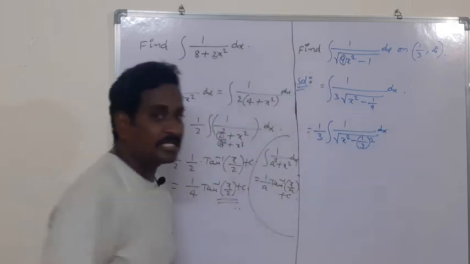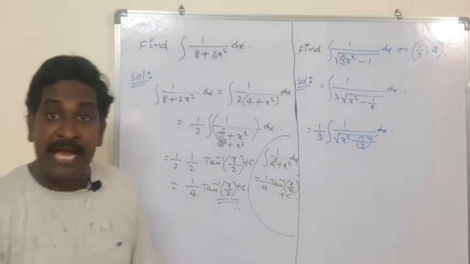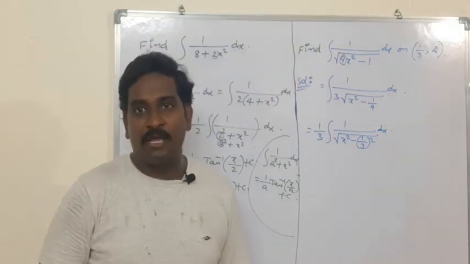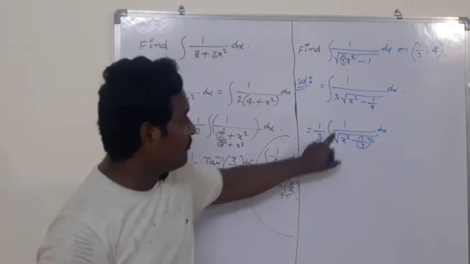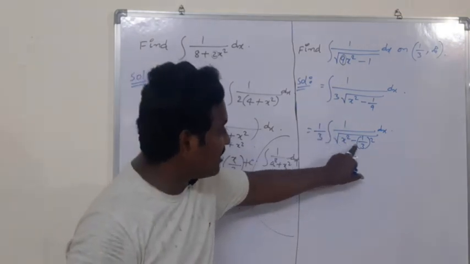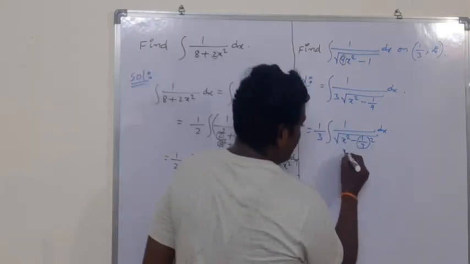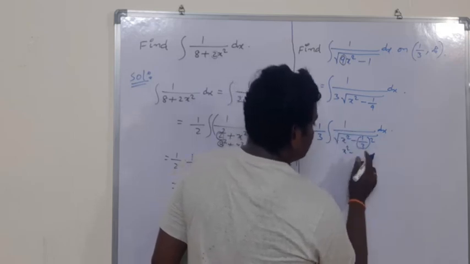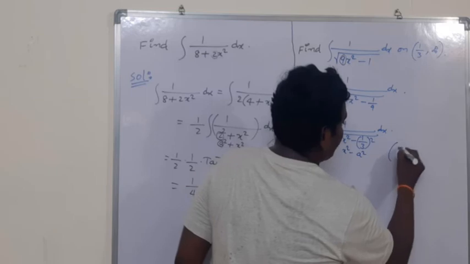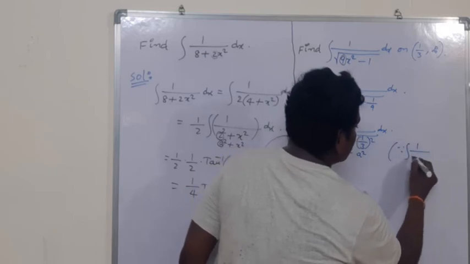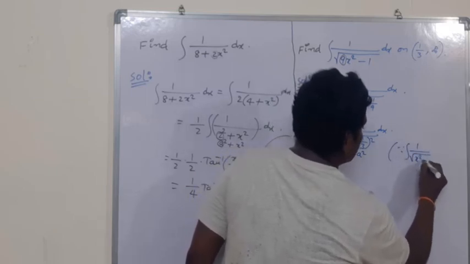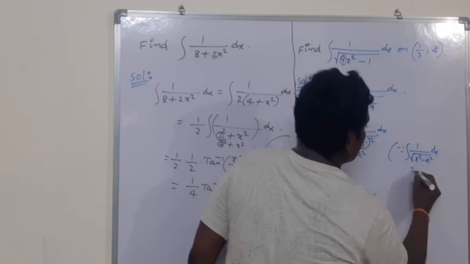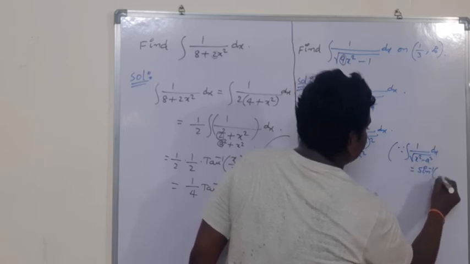Now please try to understand the structure of the given problem and identify the respective formula here. Integration of 1 by root over x square minus a square. The denominator is in the form of 1 by root over x square minus a square. So what is the formula for this one? Integration of 1 by root over x square minus a square dx is equal to sine inverse of x by a plus c.